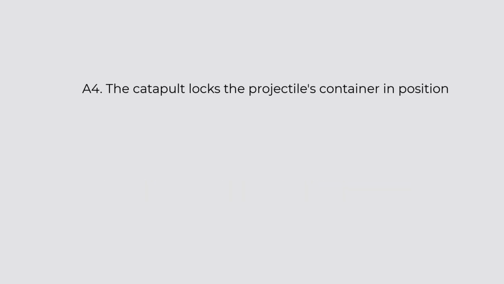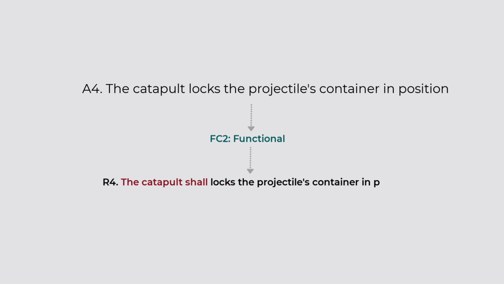The fourth activity, or A4: the catapult locks the projectile container in position. By examining the owner of the subject of this activity, we can already know that this is a functional type. Because this is a functional type, we use the formula FC2. Therefore, we convert it to: the catapult shall lock the projectile container in position.